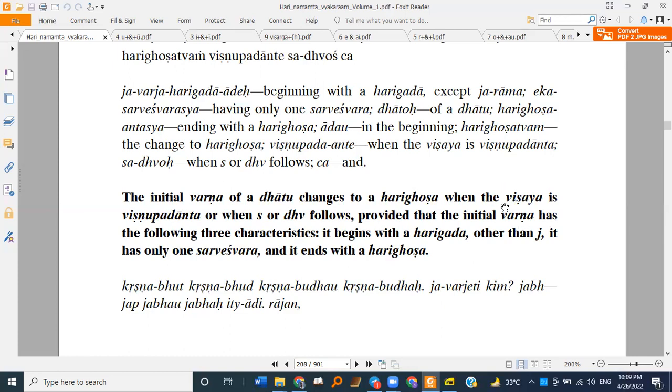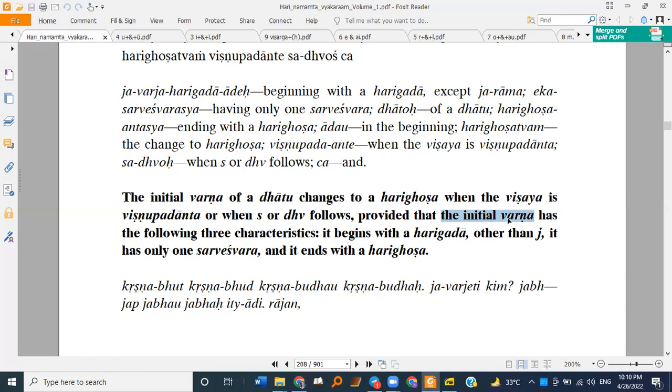I think we actually did this part. There is some problem with the translation here. It should not be provided. It should not be initial Varna. It should be provided that the Dhatu. It should be Dhatu actually here. No, we have to say dhatu here because the three prerequisites are that the dhatu begins with a harigada other than ja, and it has only one sarveshwara. Oh, I see. So it should be dhatu, not initial varna. Some error maybe. Eka sarveshwarasya dhatoho. Right, dhatu.